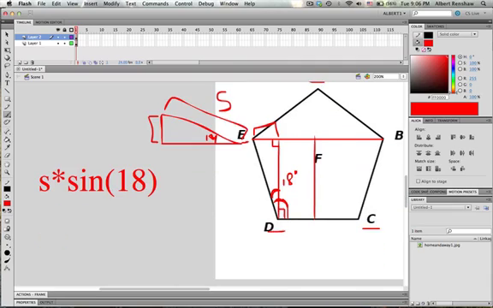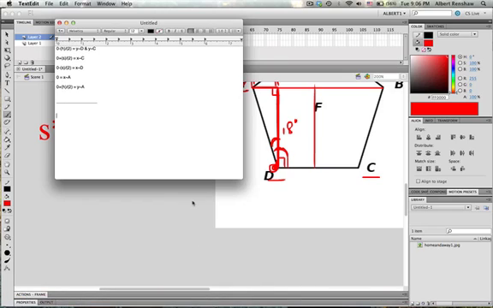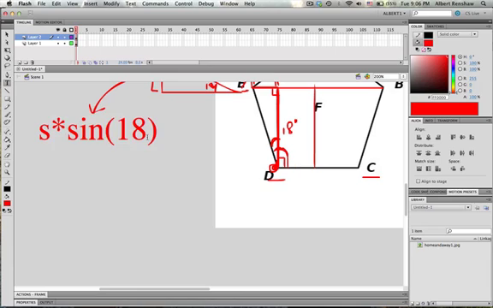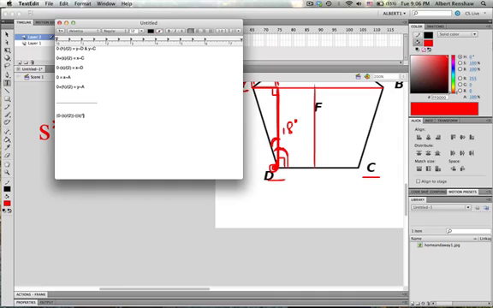And if we know where d is on the x-axis, and we know that e is this far away, and we know how much this is because we just solved for it with this, then we know that e is simply whatever D's x value is, which is this. So D's x value minus S times the sine of 18 degrees. Yeah, make sure that's degrees. Minus S times sine of 18 degrees. And that's the x value of E.